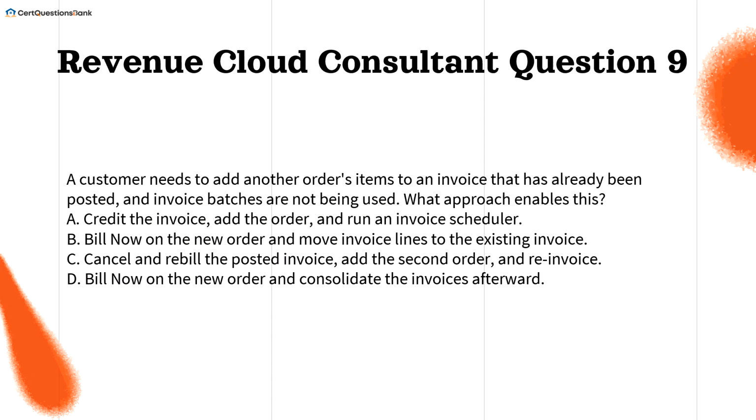A customer needs to add another order's items to an invoice that has already been posted, and invoice batches are not being used. What approach enables this? A. Credit the invoice, add the order, and run an invoice scheduler. B. Bill now on the new order and move invoice lines to the existing invoice. C. Cancel and rebill the posted invoice, add the second order, and re-invoice. D. Bill now on the new order and consolidate the invoices afterward.